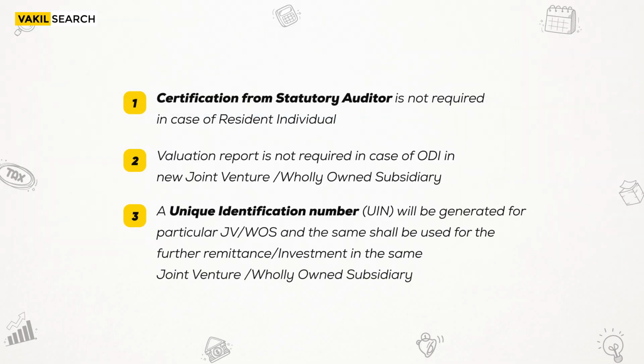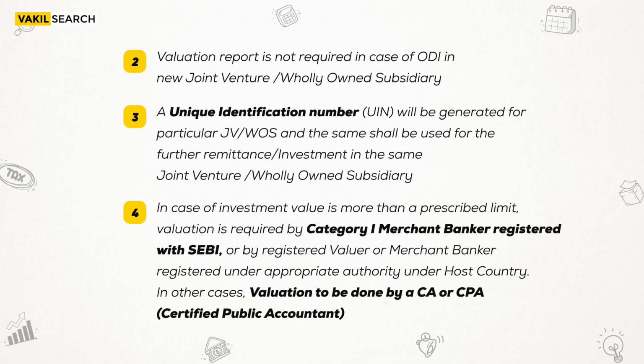A unique identification number will be generated for a particular joint venture and wholly owned subsidiary company, and the same shall be used for further remittance and investment. In case the investment value is more than the prescribed limit, the valuation is to be done by a Category 1 merchant banker registered with SEBI or a registered valuer or a merchant banker registered under the appropriate authority under the host country. In other cases, the valuation can be done by a chartered accountant or a certified public accountant.